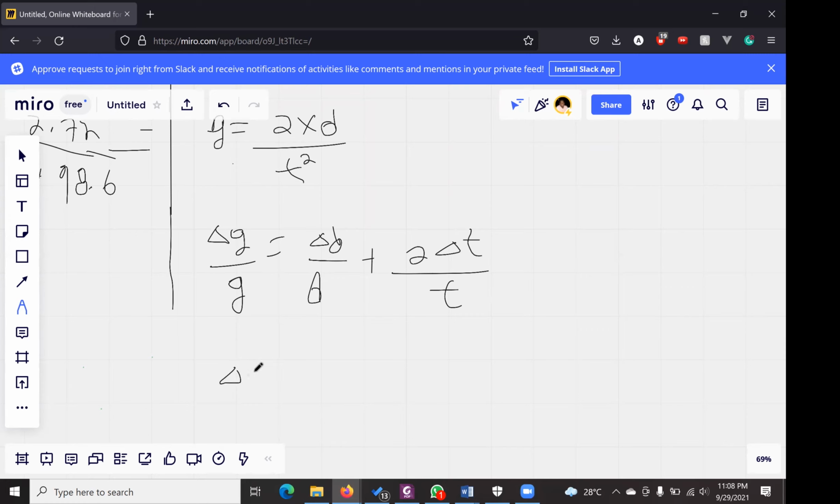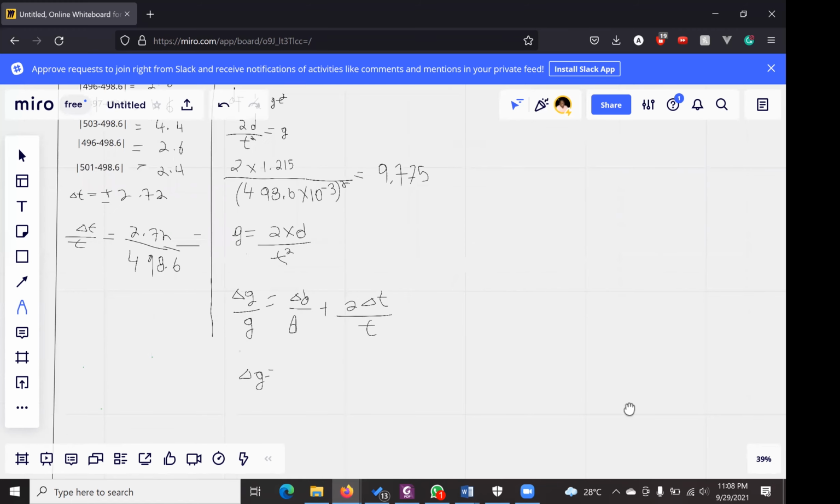Question now: are we supposed to ignore the 2 that's multiplying d in the original equation? Love that question. The 2 is an absolute value, so it does not have an error. Understand? Okay.